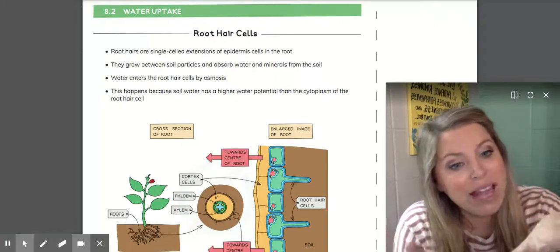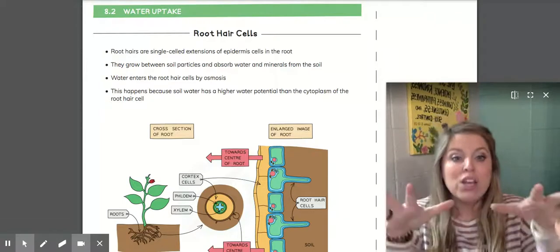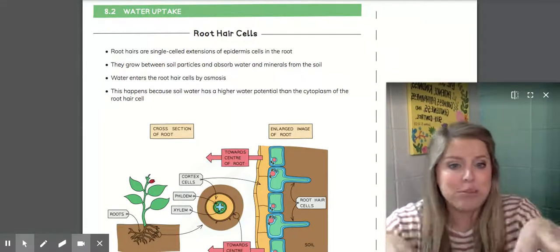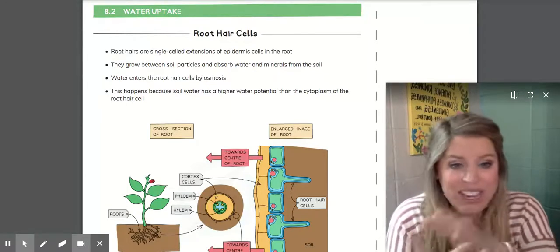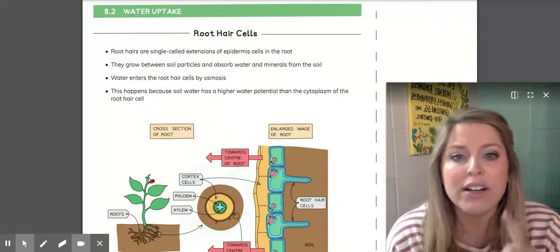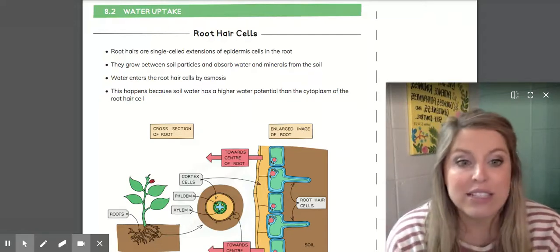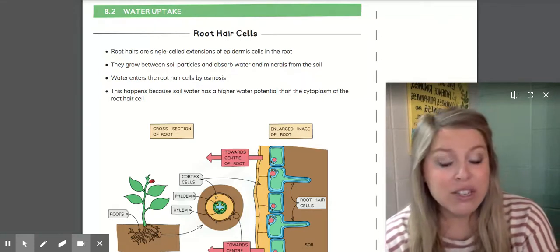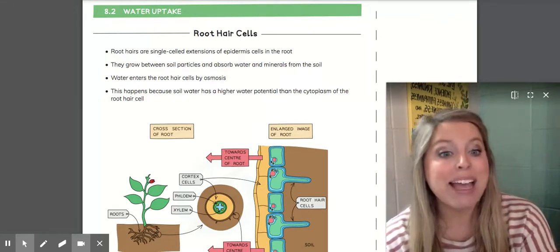So this is one of the adaptations of plants that allows it to really anchor itself down into the soil and absorb as much of just everything that it needs, the water and the mineral ions that it needs to absorb to remain a healthy plant. Now, water enters these root hair cells by osmosis.